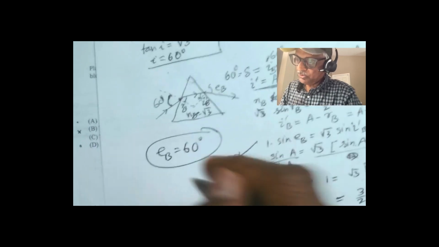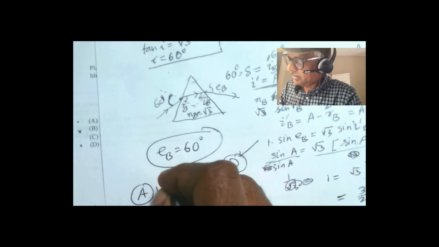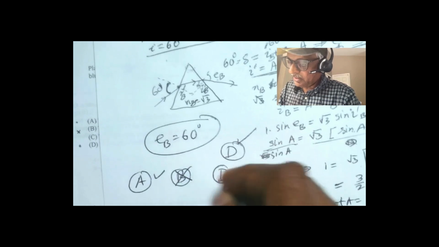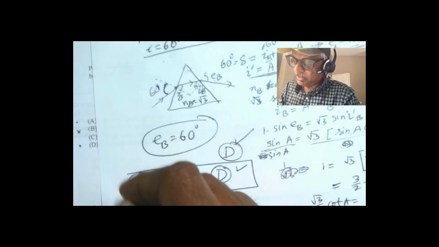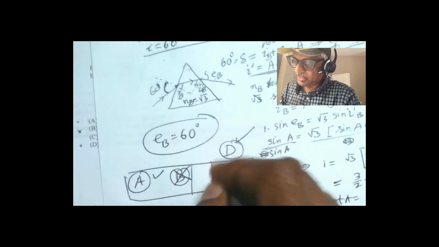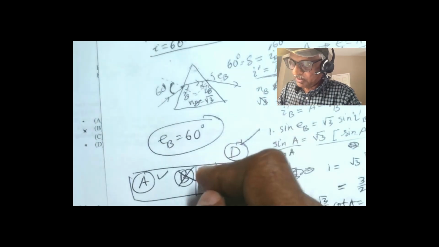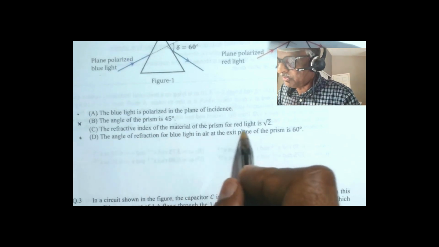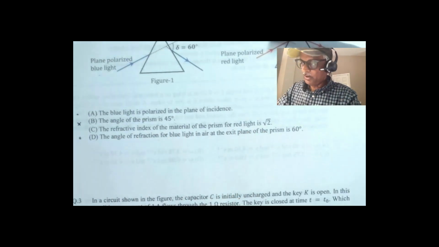So what have we found so far? We found A correct, B not correct, and D correct. So we have to decide about C. Okay, so what's C? Refractive index of the material of the prism for the red light is √2.